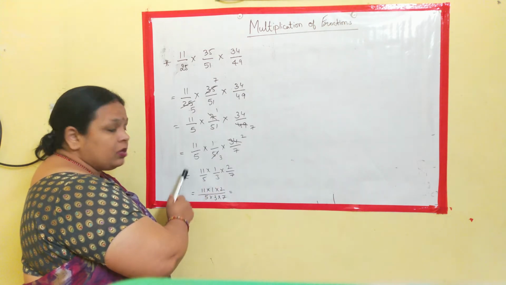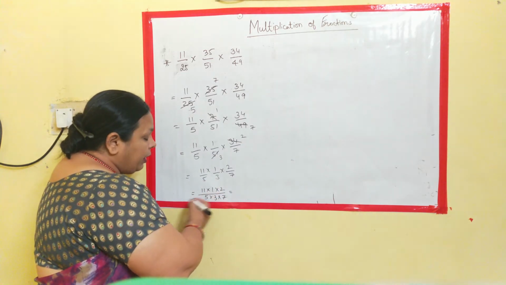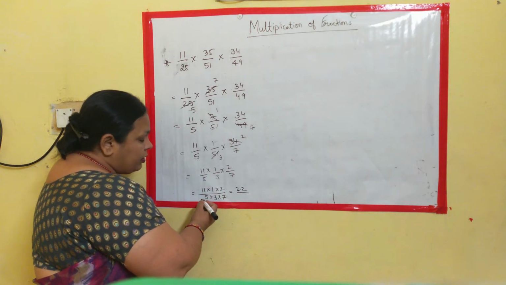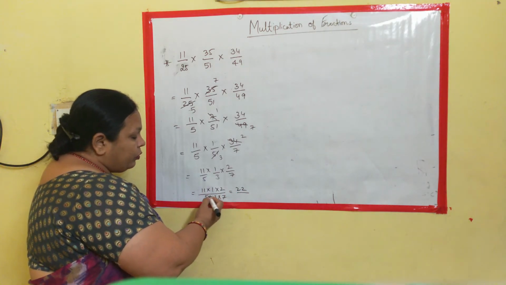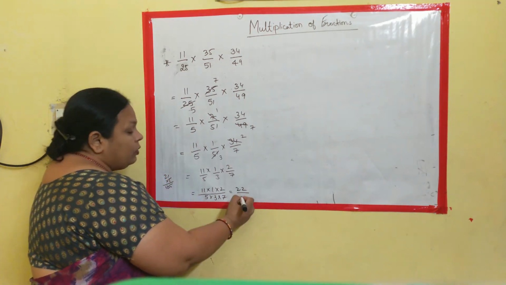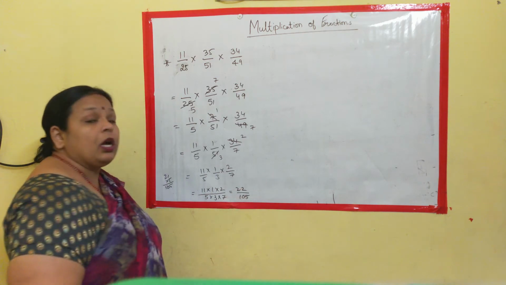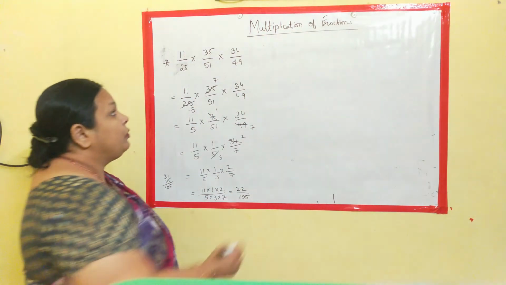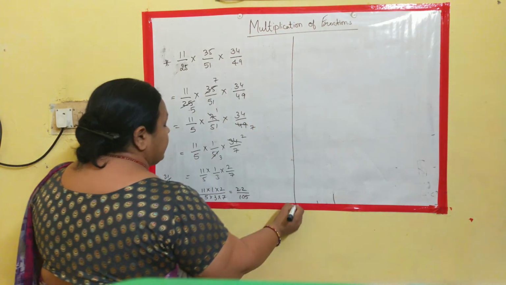Now we have all the simplified parts, and we will be multiplying all the numerators. So 11 twos are 22, and here 22 times 3 is... 7 threes are 21, and 21 into 5 is 105, which is a proper fraction. So no need to convert it into a mixed fraction. Let's take the other example.